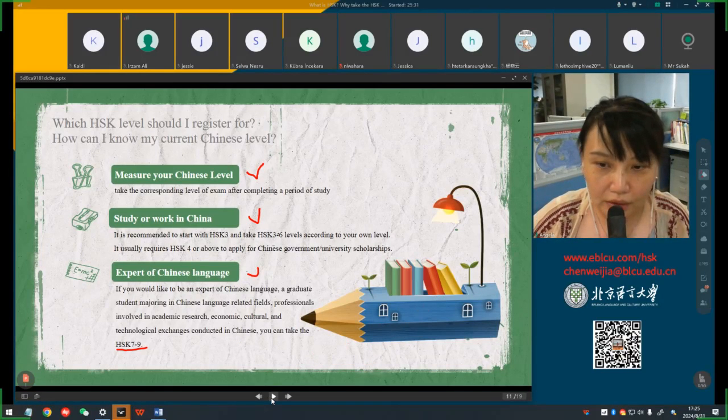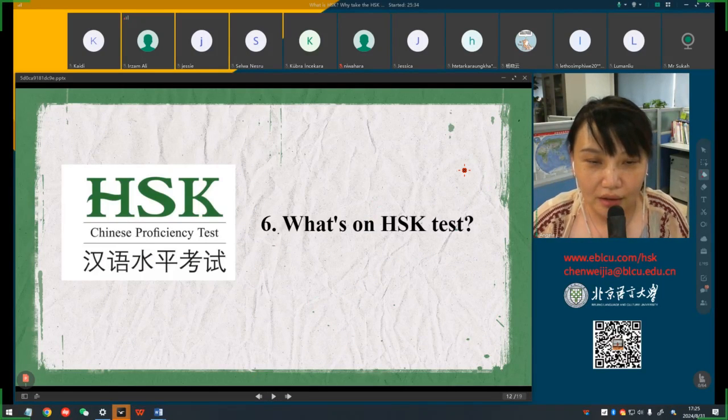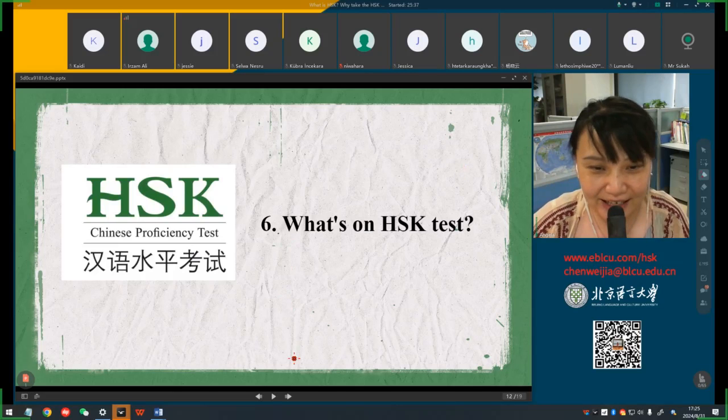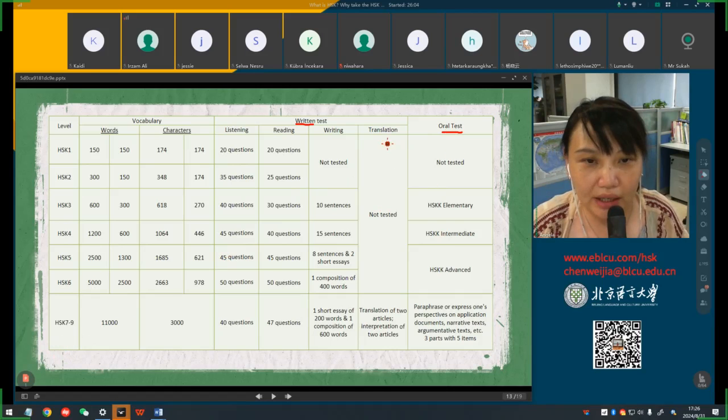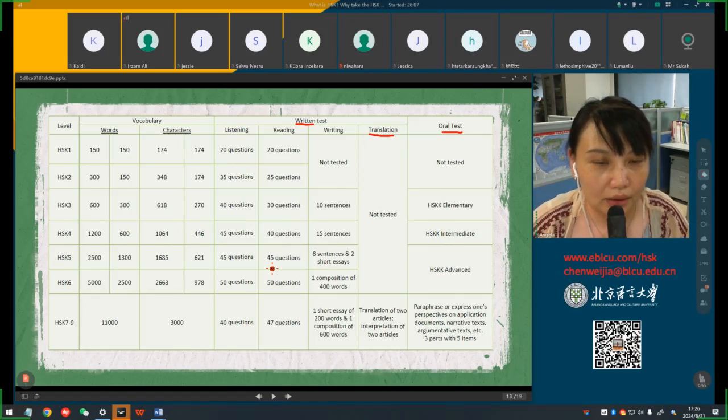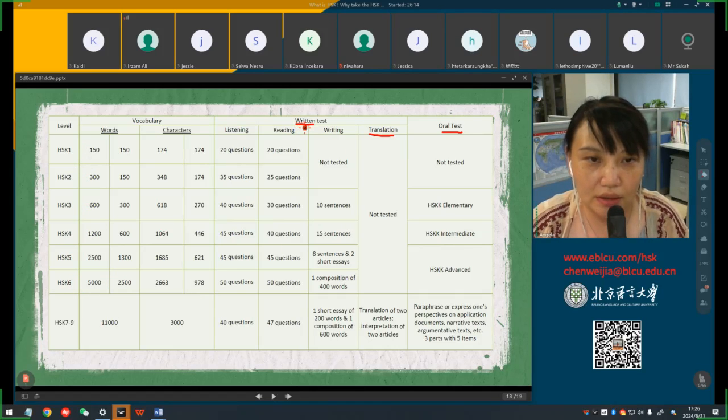Okay, so then the next question will be, what's on the HSK test? You can take a look at here. I listed the levels and the test, including 2 parts, actually 3 parts if including HSK 7 to 9. A written test and an oral test. For HSK 7 to 9, it has a translation part. So usually for HSK 1 to 6, it just includes 2 parts, written and oral test.